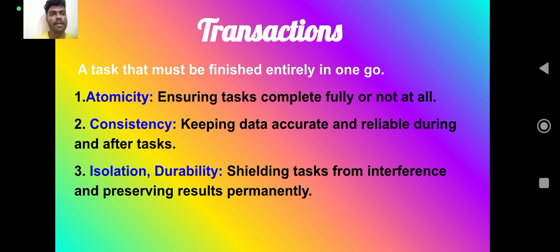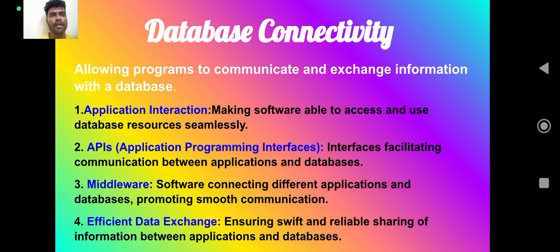Consistency means keeping the data accurate and reliable during and after the task, that is, maintaining the accuracy or integrity of the data. Isolation and durability mean shielding tasks from interference and preserving results permanently. Data connectivity allows programs to communicate and exchange information with the database. Application interactions make software able to access and use the database resources seamlessly.